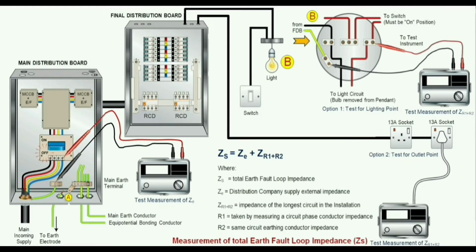Before we start any actual measurement for measuring the external loop impedance of the distribution supply, the main earth conductor going to the main earth pit, the test link between the two terminals must be removed as shown. This test is carried out under live condition, and make sure the main isolator or main breaker at the main distribution board is in off position, as you can see.